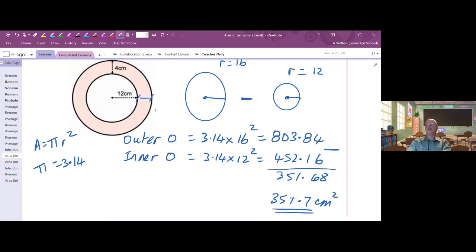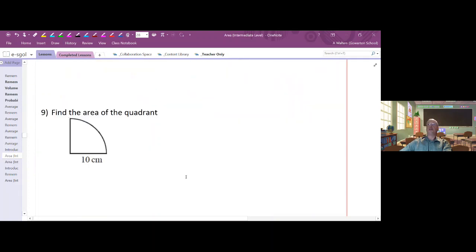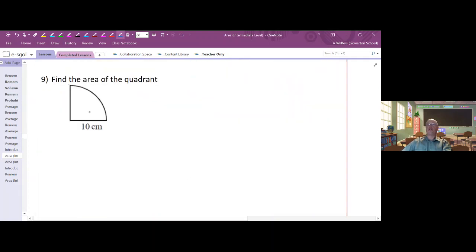Now have a look at that in your own time. Pause if you wish. There's another question here. It's a fraction of a big circle. What's happened is, there's your circle, and it's a fraction, and the fraction you should spot is that it's a quarter. So in this particular case, it's the same formula, pi r squared, and the radius is 10.